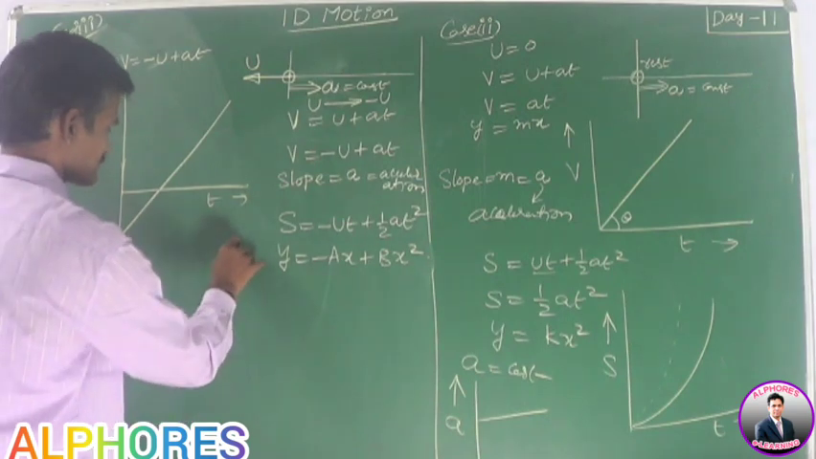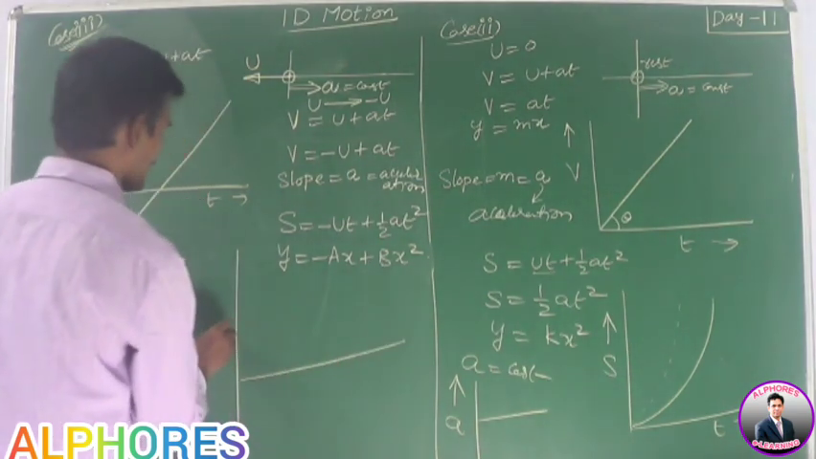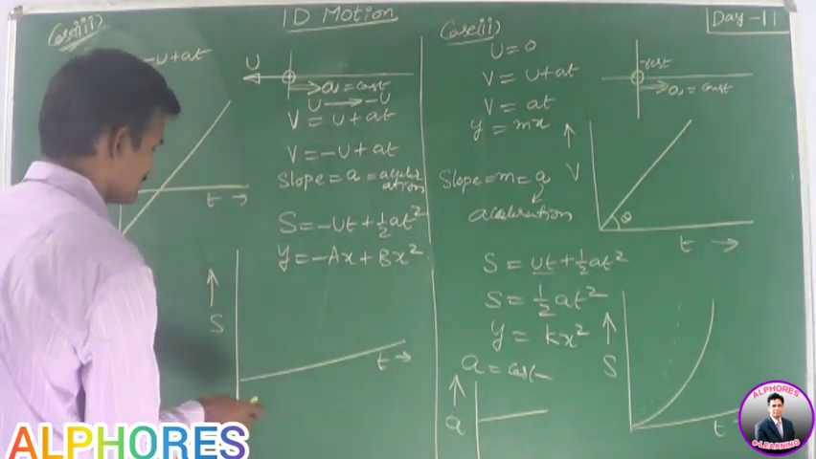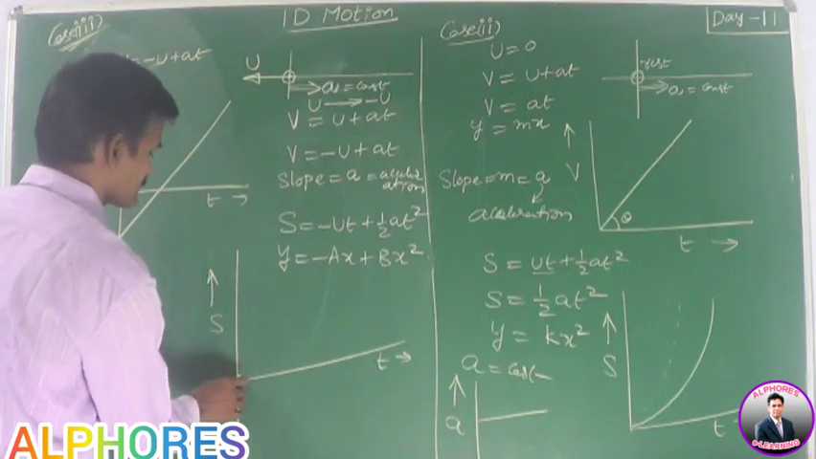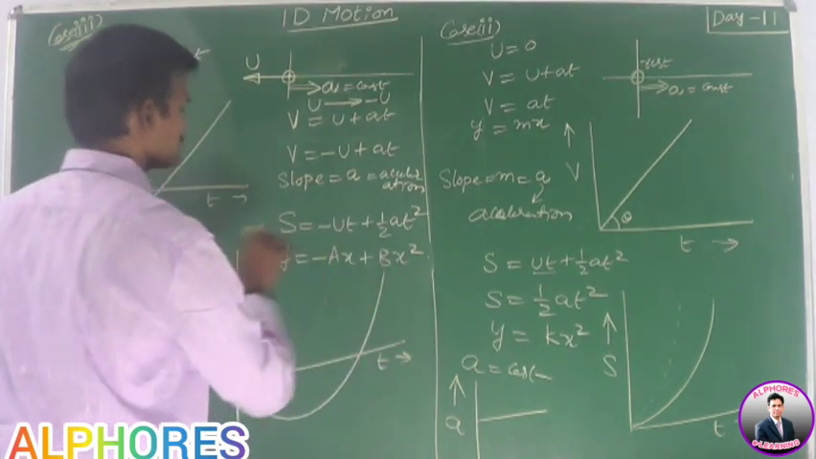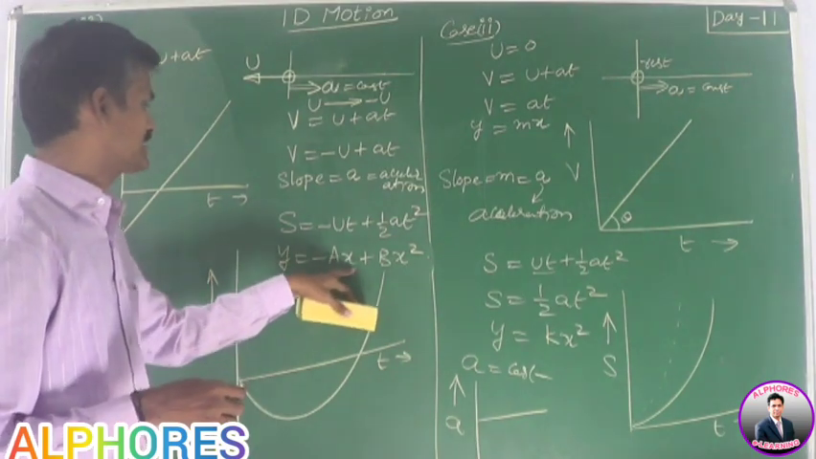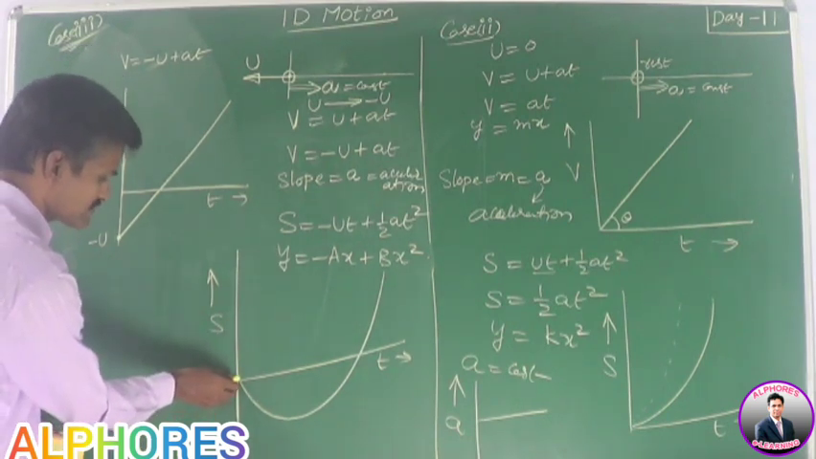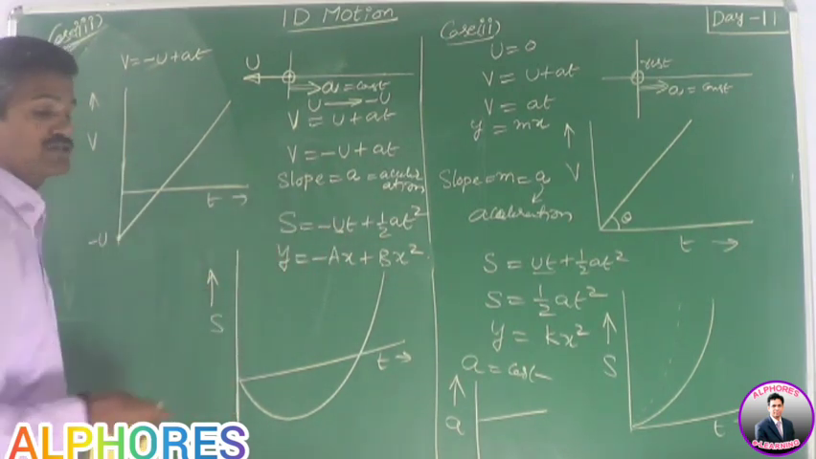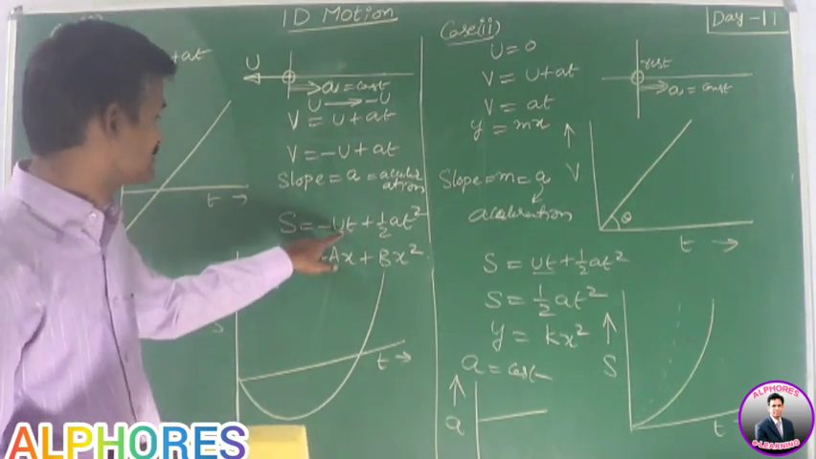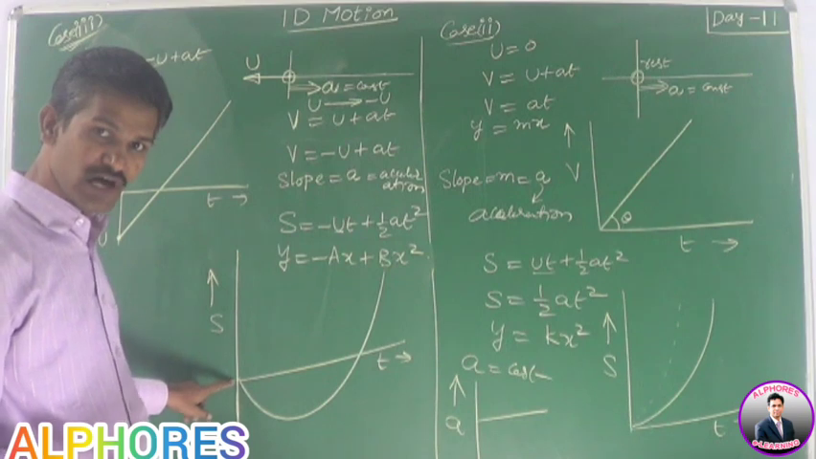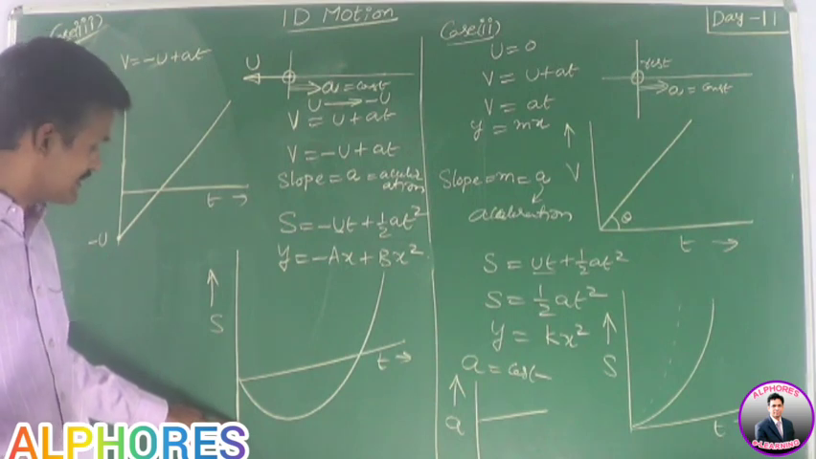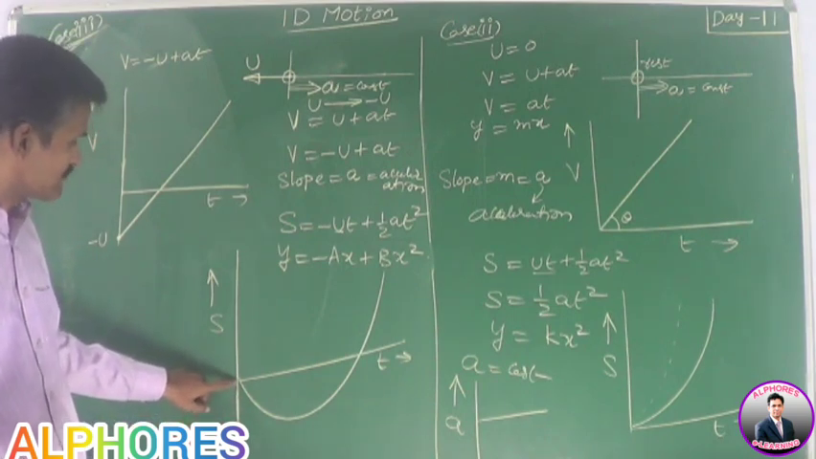So in such a case, this displacement time graph changes like this. It is the nature of the function y equal to minus ax plus bx square. From here, the displacement of the body first becomes negative. Why? Because motion is decided by velocity, and this velocity is negative. So initially displacement is negative. After that, the displacement reaches a maximum, then decreases and becomes 0. Thereafter it will be positive.